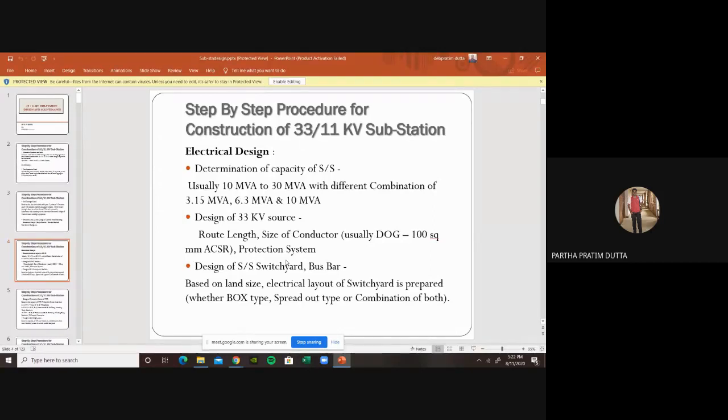And then we come to the design of the substation switchyard and bus bar. Based on the land size and the electrical layout of the switchyard, we prepare the design. Previously, we used box type substations, but they are not aesthetically good. That's why we went back to spread out type substations. But again, due to the land crisis and the land size getting smaller day by day, we are making a combination of both.